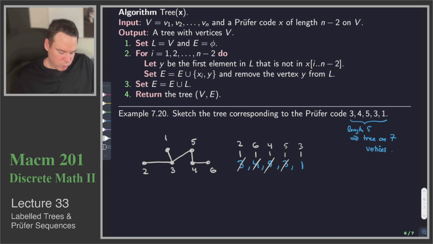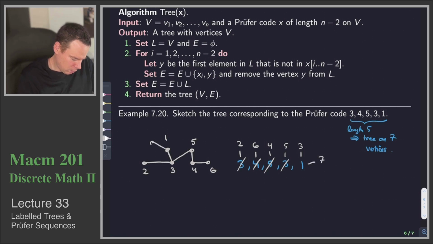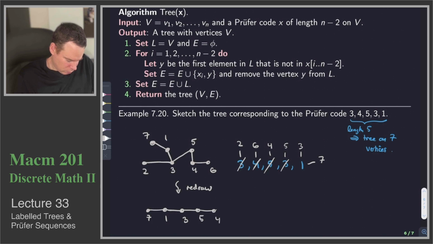And we are done. We are at the end, but I still have one more vertex to consider. That's the smallest vertex that isn't in this list. We've got a 1, a 2, a 3, a 4, a 5, a 6. We don't have a 7, so we also have a 7 hanging off of that 1 as well. And there we go. And we can redraw this. We can redraw it as 7 to 1 to 3 to 5 to 4 to 6, and then the 2 is hanging off of the 3. And so there's our redrawn version of the same tree. So there's our tree that corresponds to this Prüfer code.